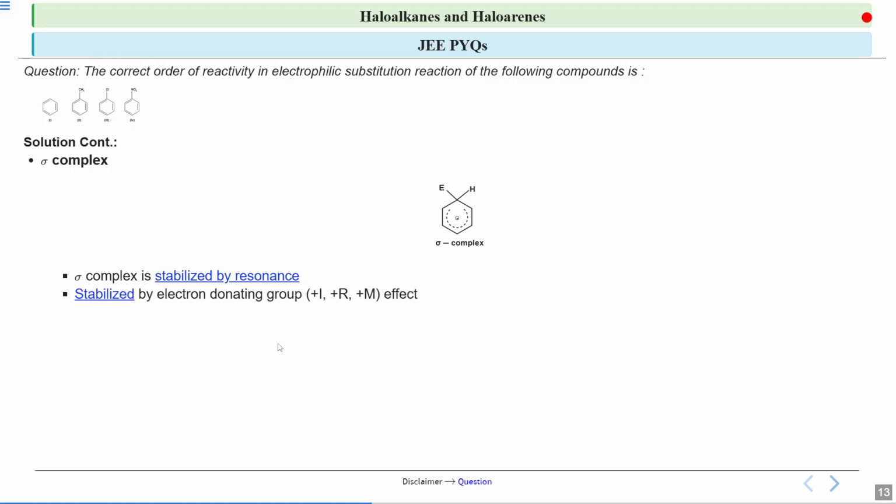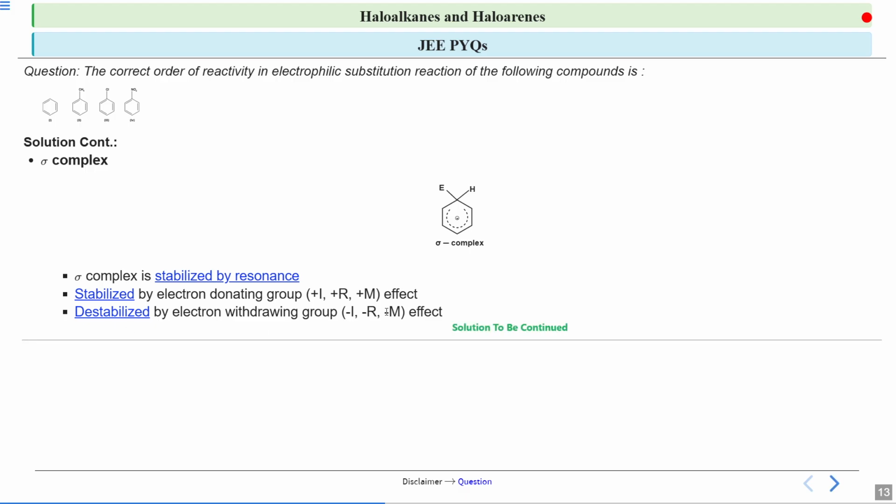Also, if any electron donating group is present on the benzene ring, it will stabilize this sigma complex by showing plus I, plus R, and plus M effect. That means plus inductive, plus resonance, plus mesomeric effect. And the sigma complex will be destabilized by an electron withdrawing group, because it is already electron deficient. If any electron withdrawing group is present on the benzene, it will withdraw electrons from the benzene ring and make it unstable. So it will destabilize through minus I, minus R, and minus M effect shown by the electron withdrawing group.